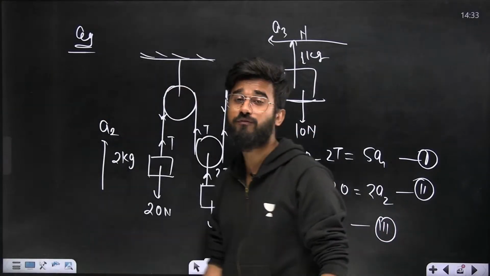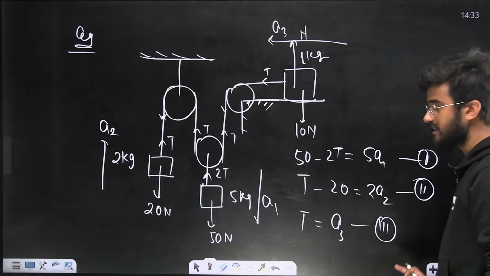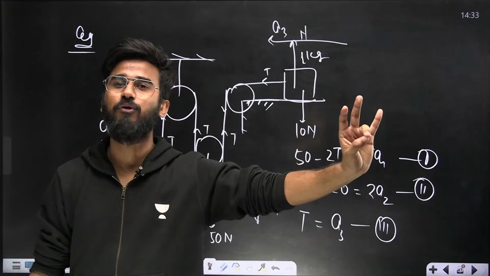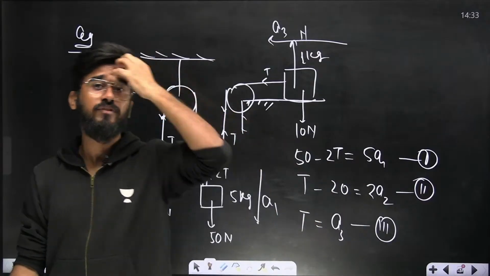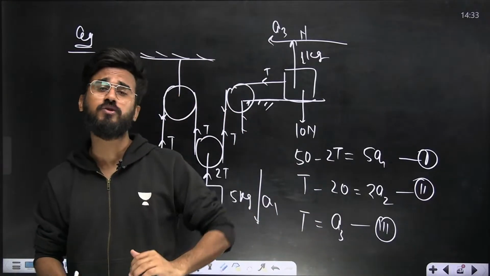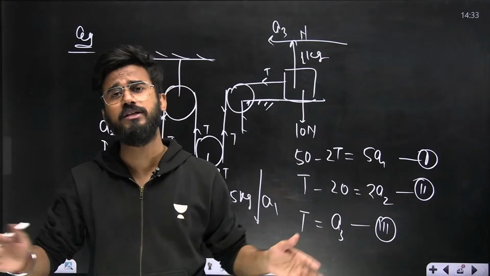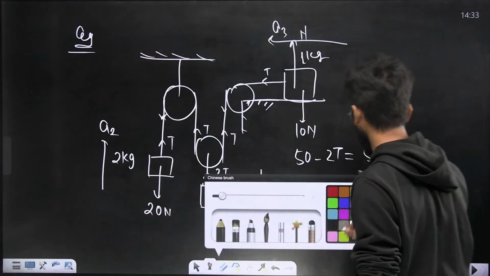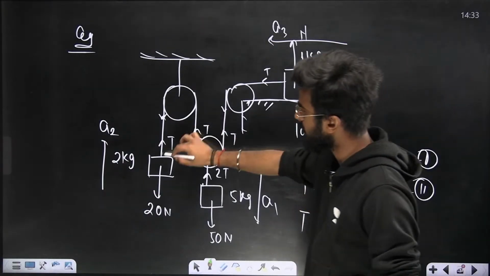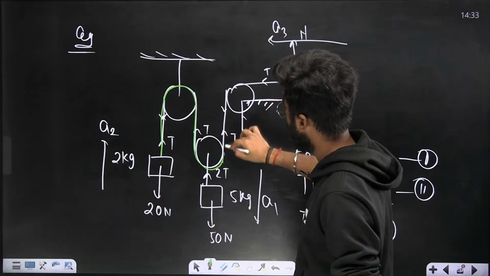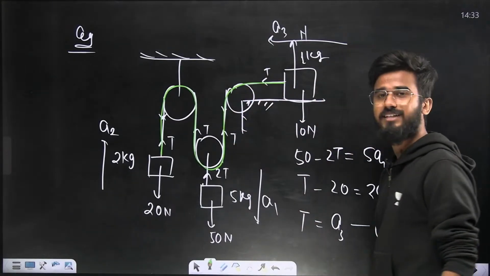Now we have 3 equations, but the variables are 4, because T, A1, A2, A3. These are 4 variables, but equations are 3. So we have to make the 4th equation with the help of constraint motion, and with those 4 equations we'll solve for A1, A2, A3 and tension. Now how will we get the 4th equation? We'll use the constraint motion on each of these strings.